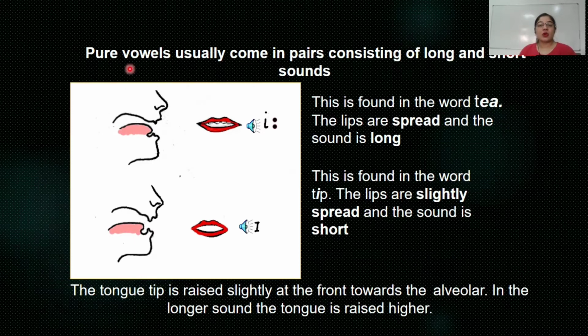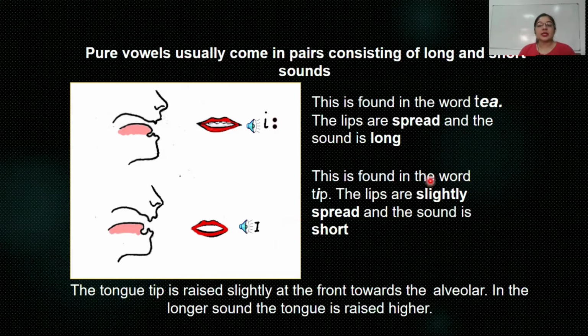Pure vowels or monophthongs come in pairs consisting of long and short sounds. The long "ee" as in "tea": the lips are spread and the sound is long, right? And your tongue is in the front.